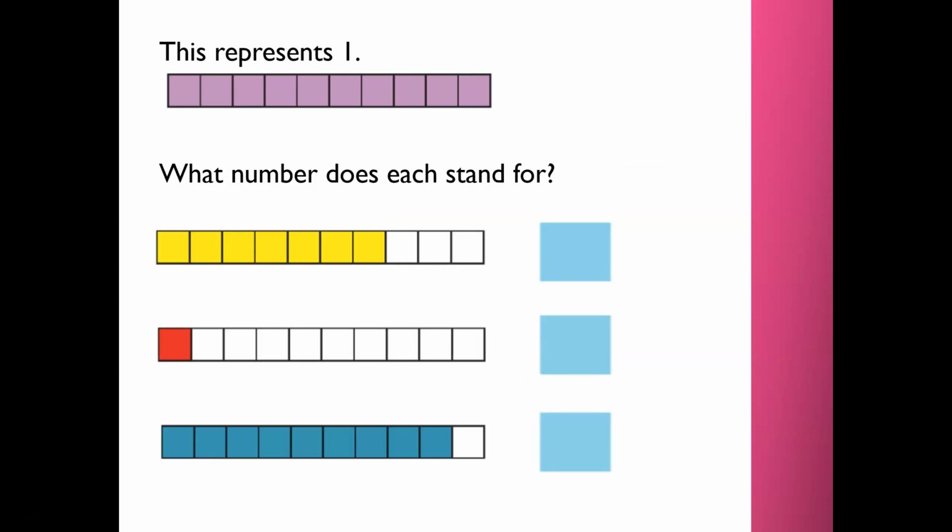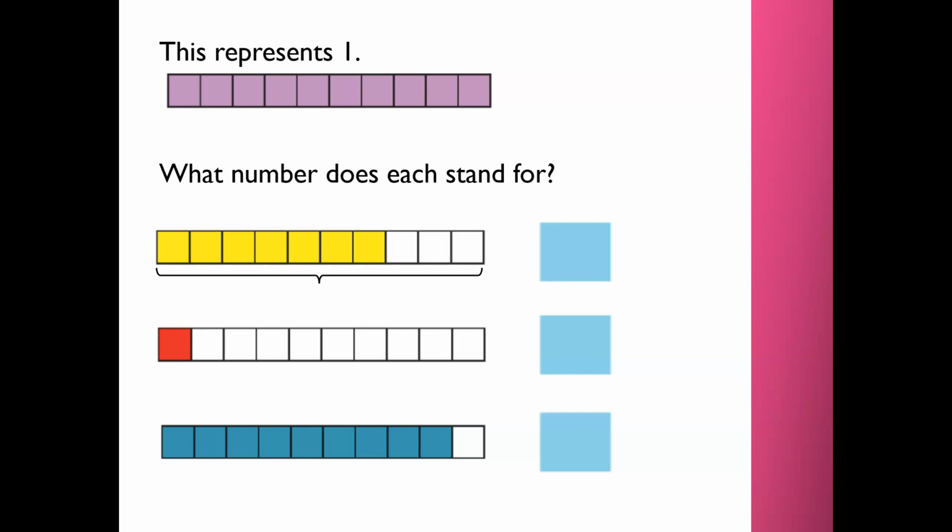Here the purple bar has been split into 10 equal sections. This whole bar represents 1. Using this information, what number does each of the shaded parts below represent? Pause the video and have a think.